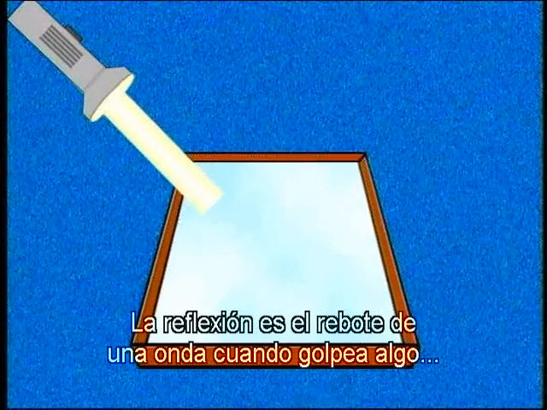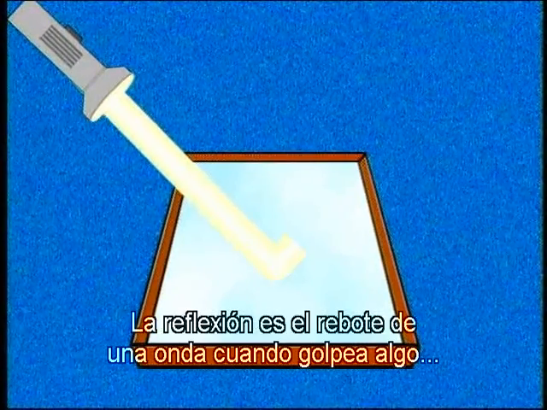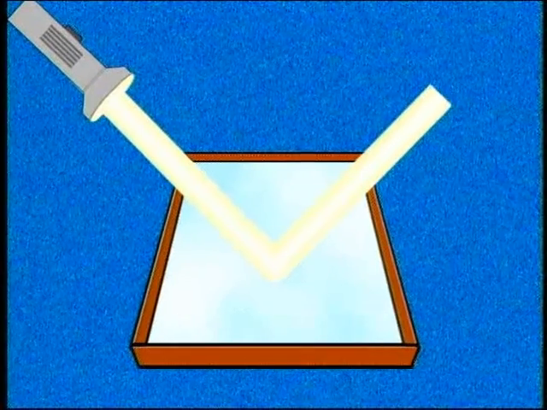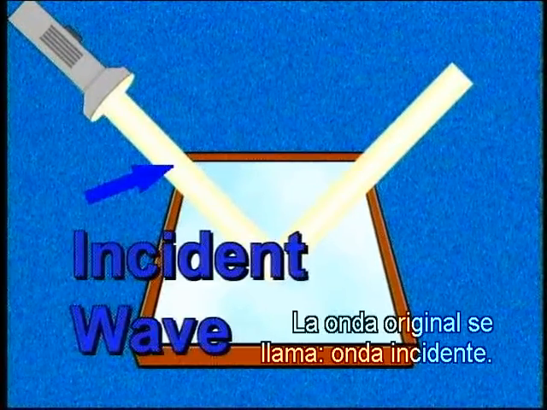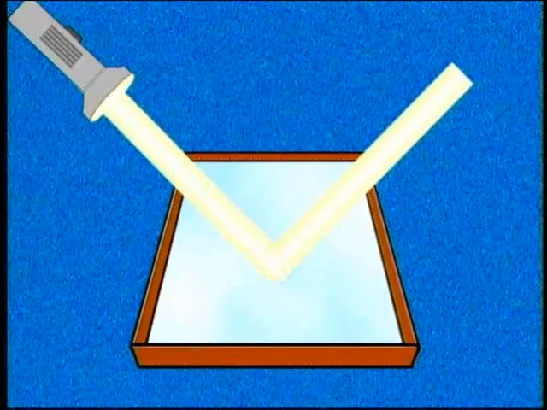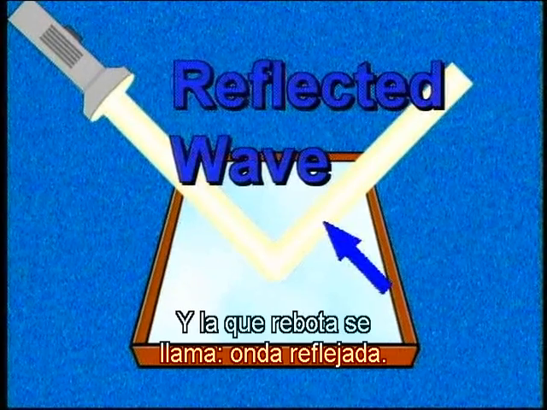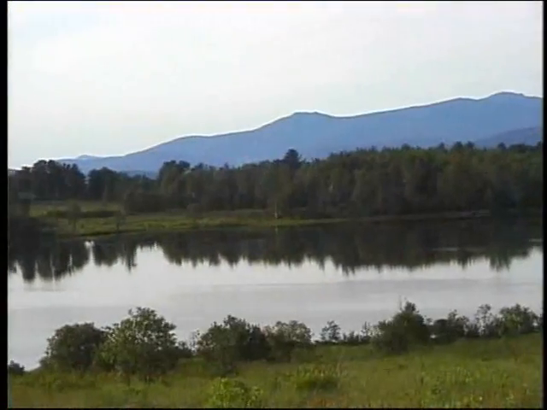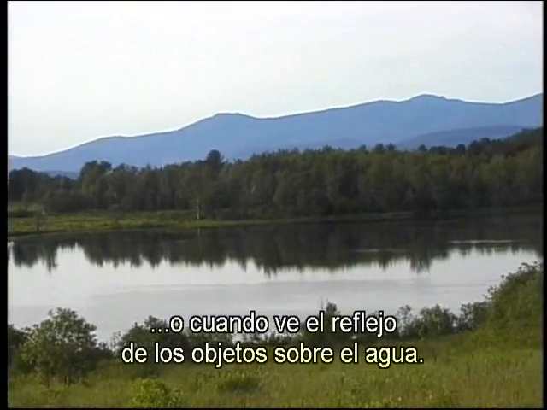Reflection is the bouncing back of a wave after it strikes something that does not absorb all of the wave's energy. The incoming wave is called an incident wave. The wave that bounces back is called a reflected wave. Reflection also occurs when you look in a mirror, or when you see the reflection of objects in water.